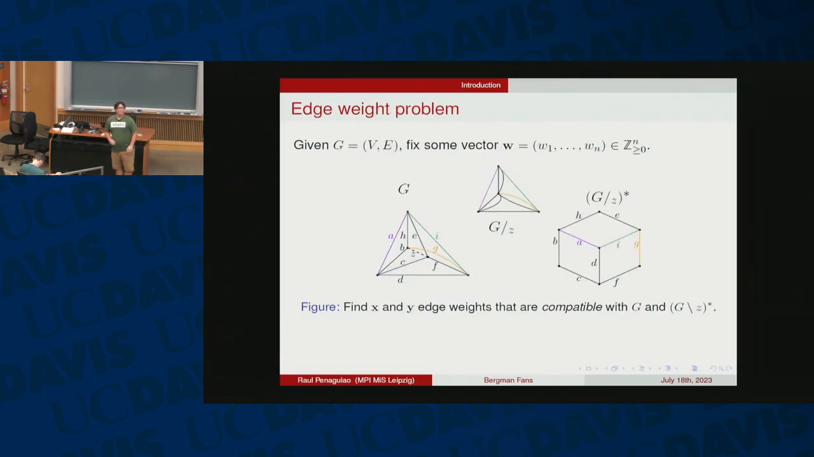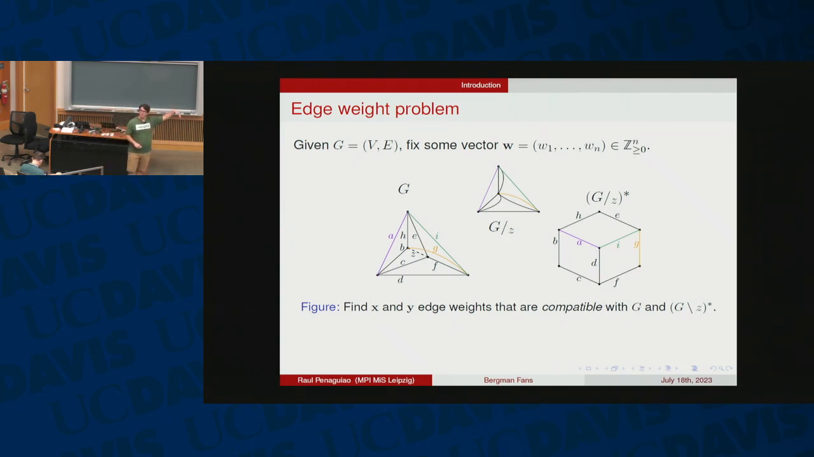The second problem is on graphs. What you see now are three graphs, beautiful graphs. One, our G, has a special edge Z. We will contract this edge, resulting in a graph with one fewer vertex and one fewer edge. And then we'll take the dual. So for each region of the plane corresponds a vertex, and we draw an edge between two neighboring regions. So this will be the dual graph.